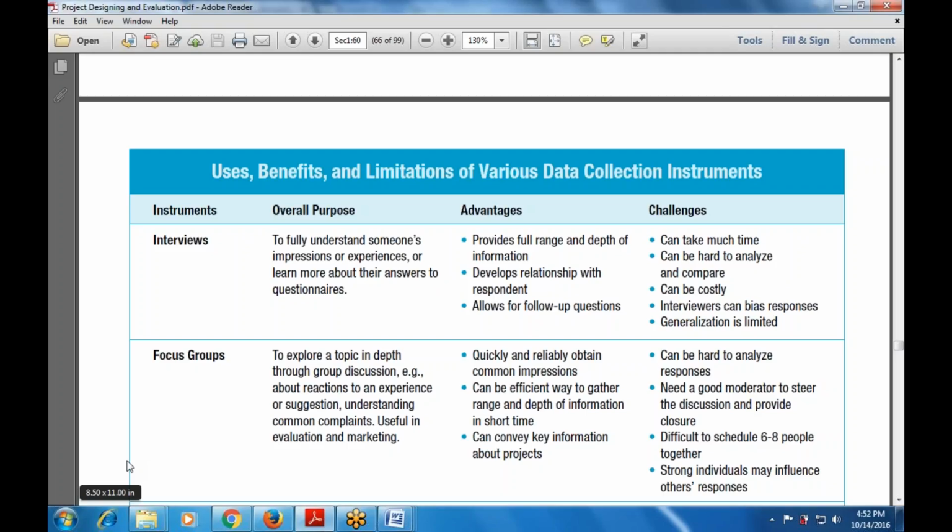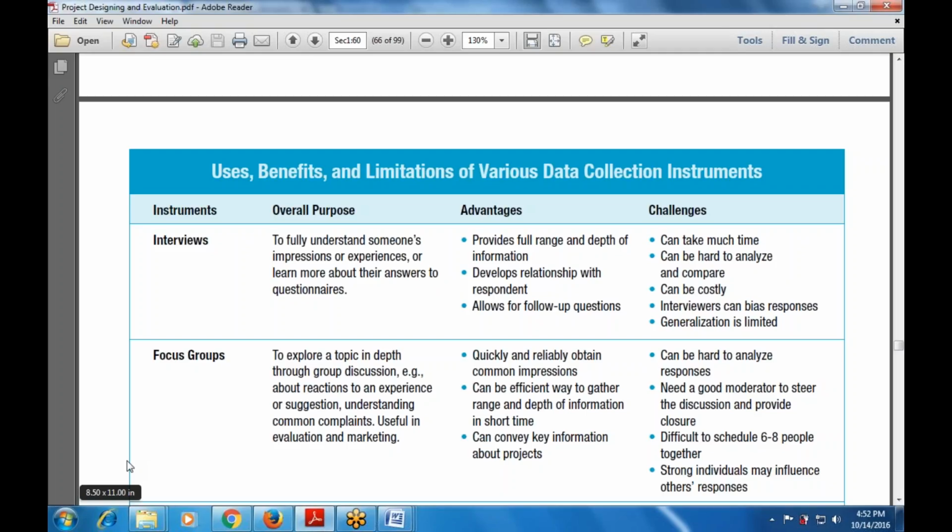It can be hard to analyze, because if someone has gone, it is difficult to analyze and compare. If the person is available, that is okay, but if the person is not available and there is no photograph either, it is very hard to analyze and compare. And it is very costly also, because for conducting an interview you have to set up everything, as well as bear the cost of the interviewers.